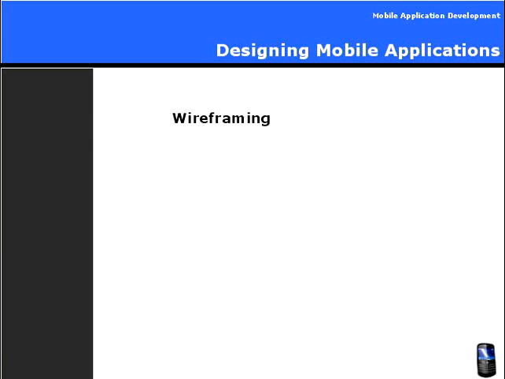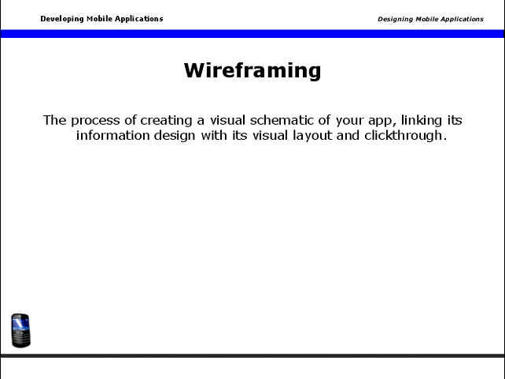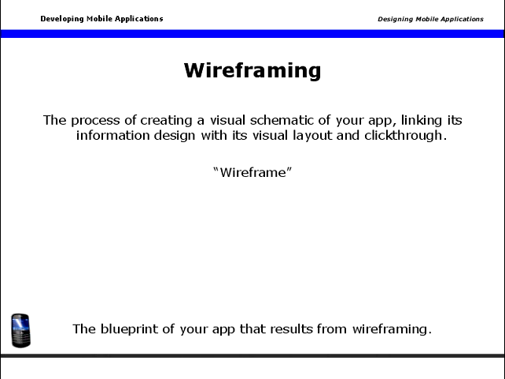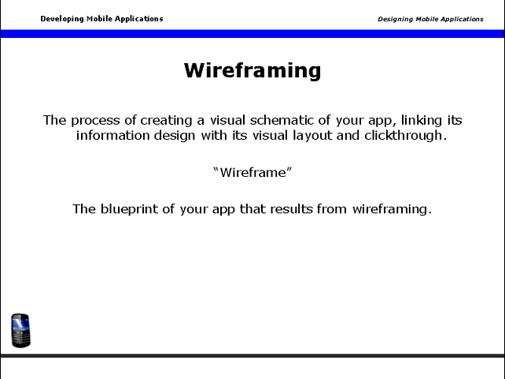Wireframing. This video provides a brief introduction to the wireframing aspect of the visual design process. Wireframing is part of the visual design process that involves creating a visual schematic of your app, which links its information design with its visual layout and click-through. The wireframe is a blueprint of your app that results from wireframing.